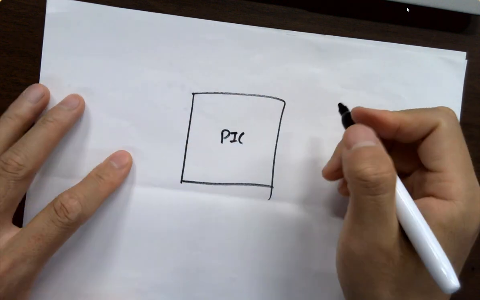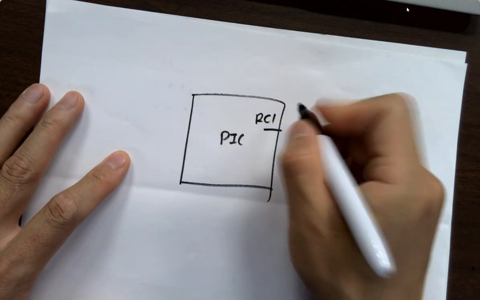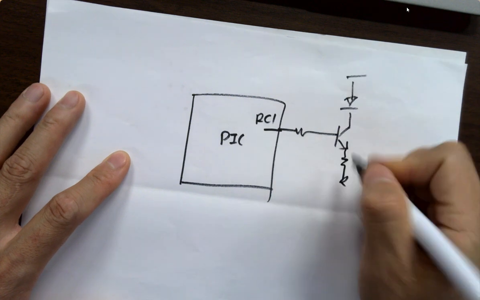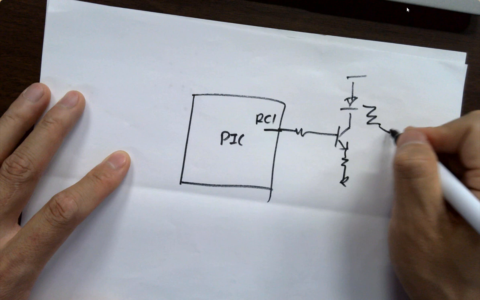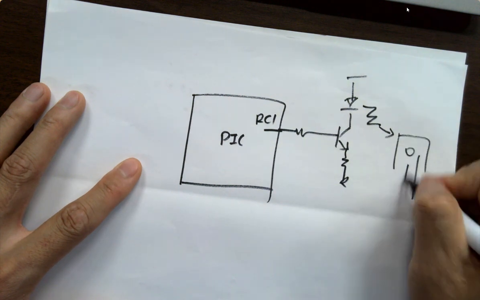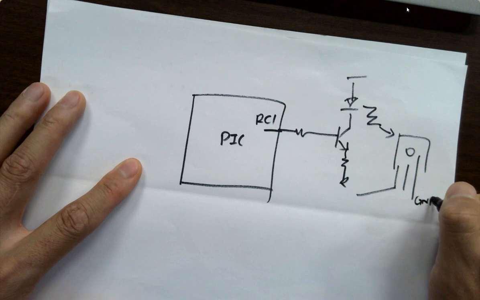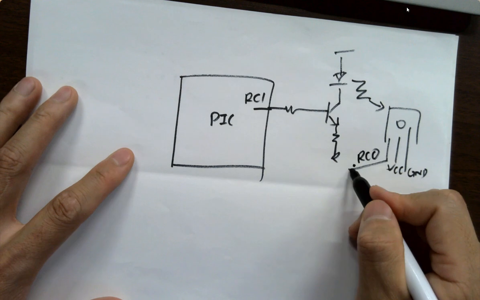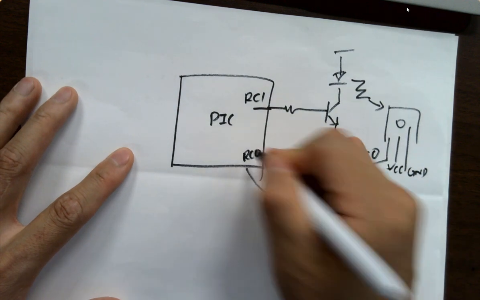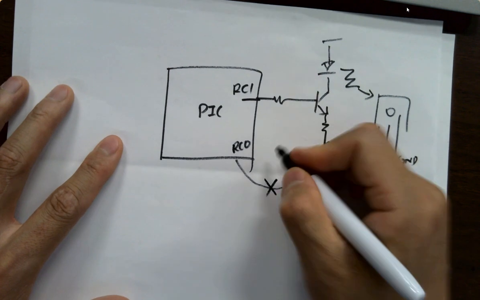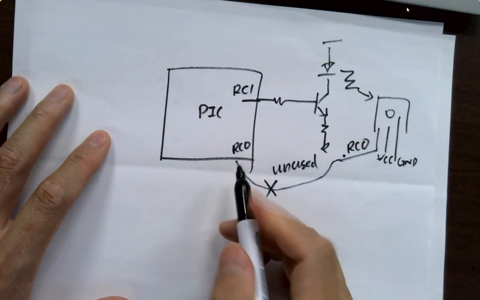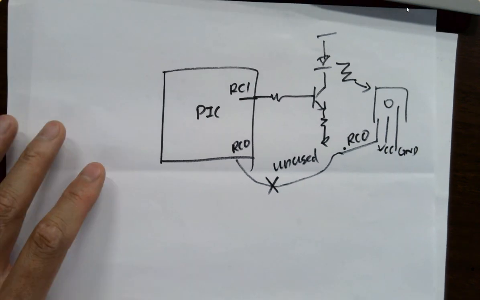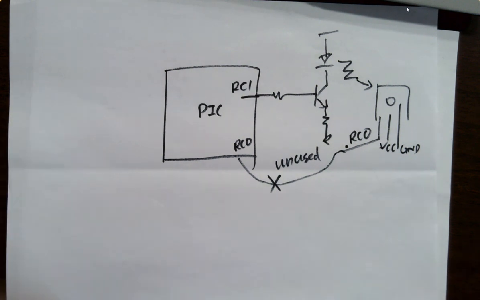PIC. RC1. BJT. IR LED. Send the light signal to the decoder. GND. VCC. And what is this? RC0. Send to where? RC0. Is it being used? No, it's not used. Why do we still send it to here? It's a GPIO. It's probably for some other purposes, I don't know. It's not being used. So I have to connect a jumper wire to where?